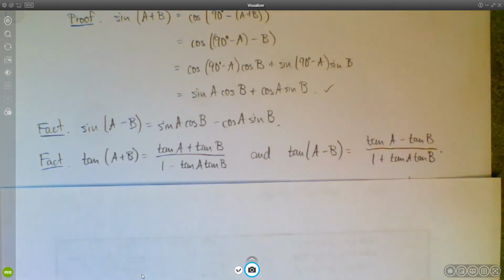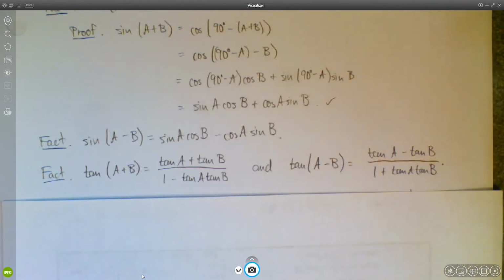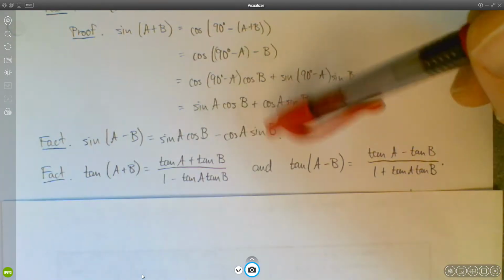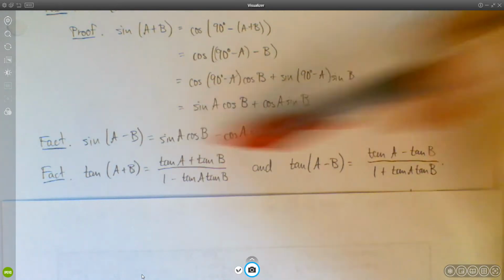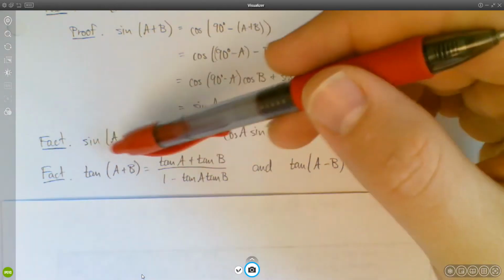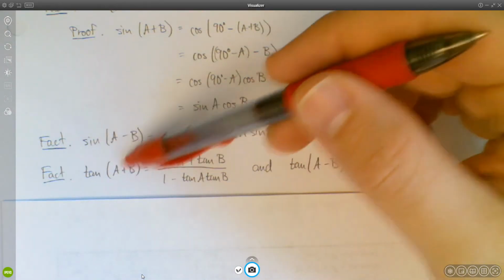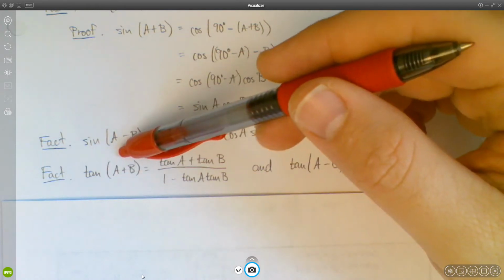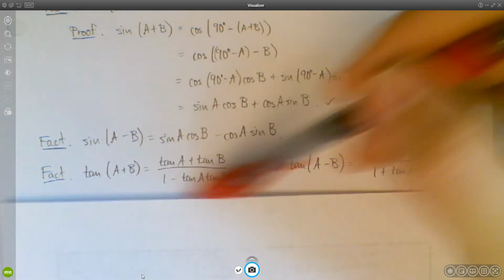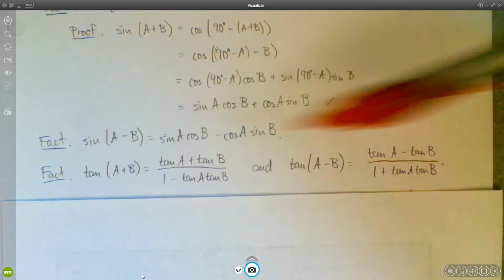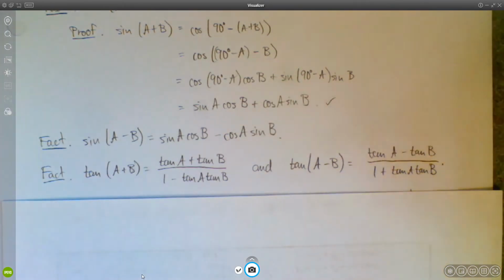Same thing goes for tangent, because tangent's just sine over cosine. So potentially, you could prove these things pretty easily since you already know what sine of a plus b and cosine of a plus b are. When you just divide those two, you'll end up here. Same thing with tangent of a minus b. So these are the two identities for tangent: the sum identity and the difference identity.